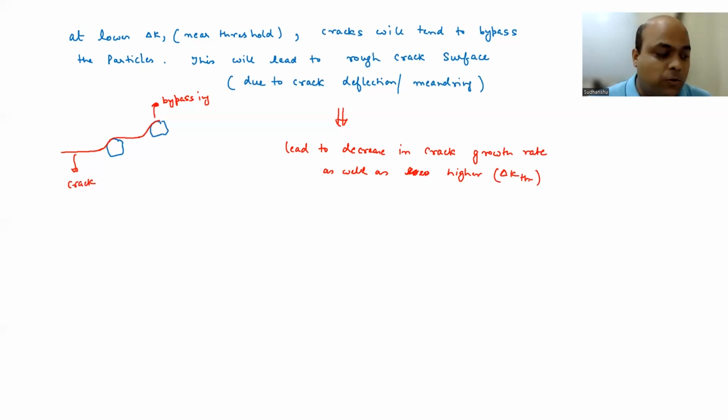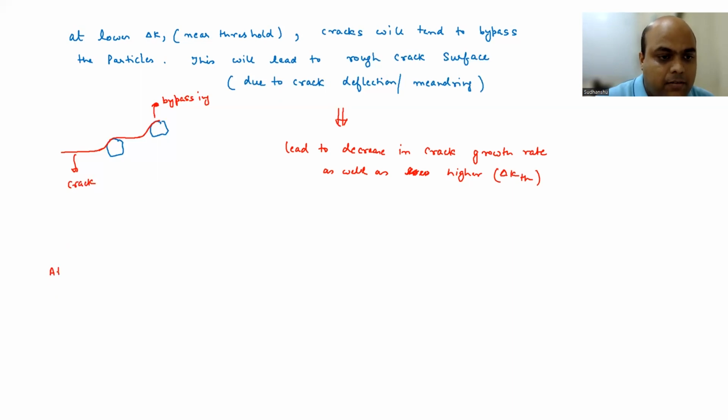Now, if you go to higher delta K, you are going to see the fracture of the particles, right? And that means you are going to observe planar sort of crack because there is no deflection. Particles have already fractured. Now crack will prefer to pass through those fractured particles because then crack is going to spend less energy. Okay, so you're not going to observe the deflection. That means your crack growth rate is going to increase, right?